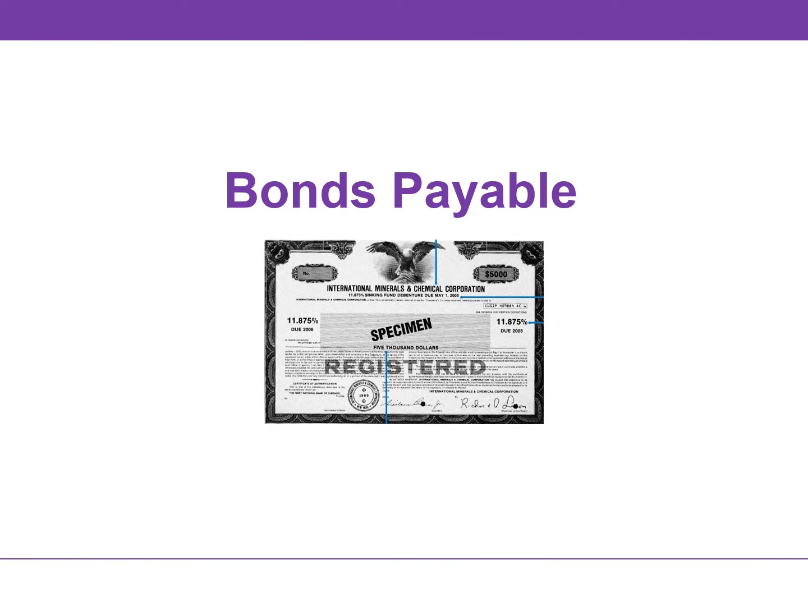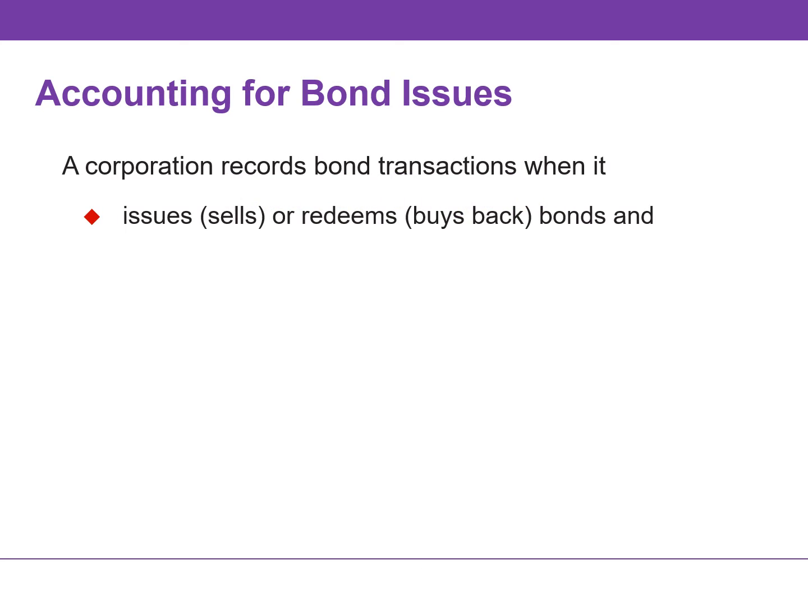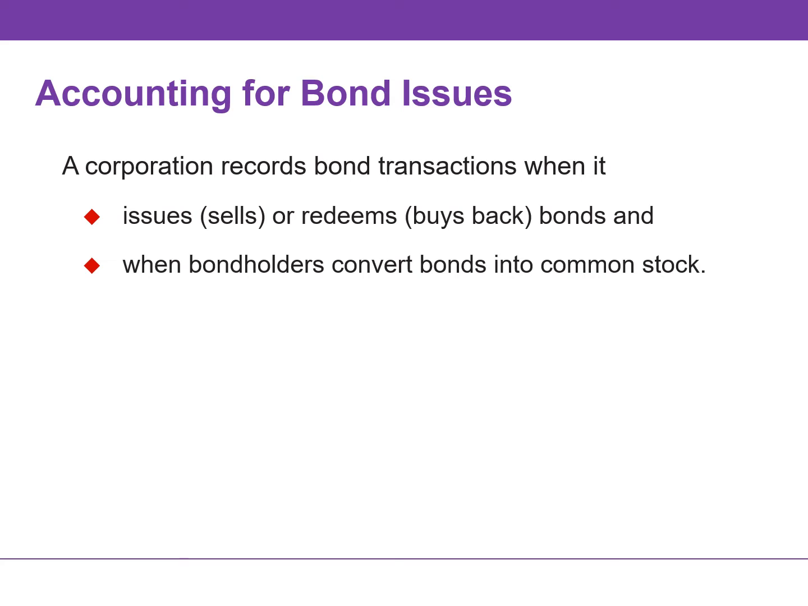This video will explain how to record bond transactions when a company issues or sells bonds. A corporation records bond transactions when it issues or redeems bonds and when bondholders convert bonds into common stock. This video will focus on only the issuance of bonds.